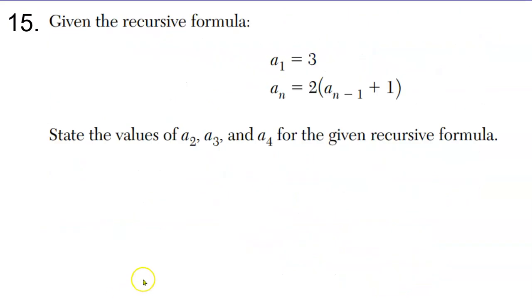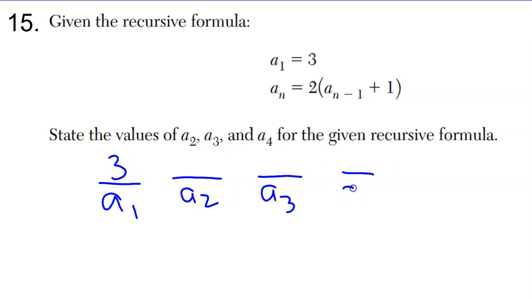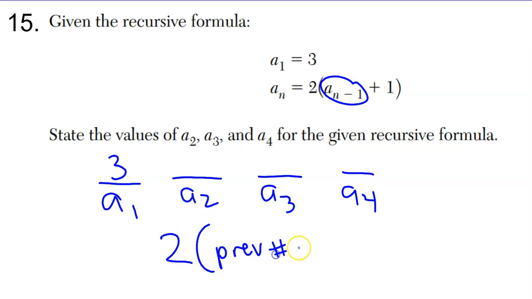Given the recursive formula, a sub 1 is 3. State the values of a sub 2, a sub 3, a sub 4. A sub 1 is given. A sub 2, a sub 3, a sub 4 need to be found. And it looks like I'm going to do 2 times the previous number, and then plus 1. So it looks like I'm going to have 2 times previous answer plus 1.